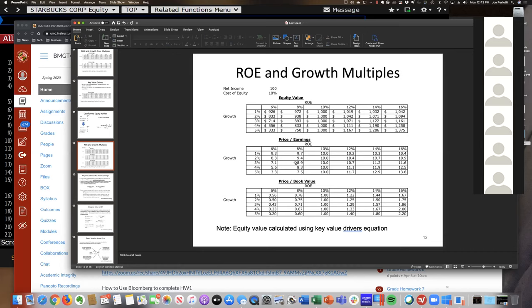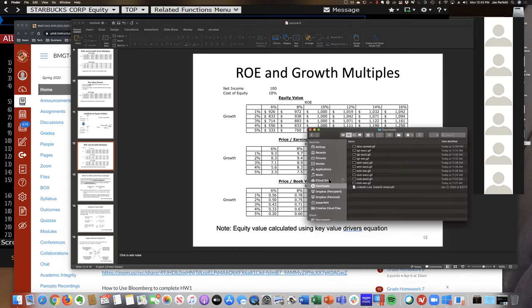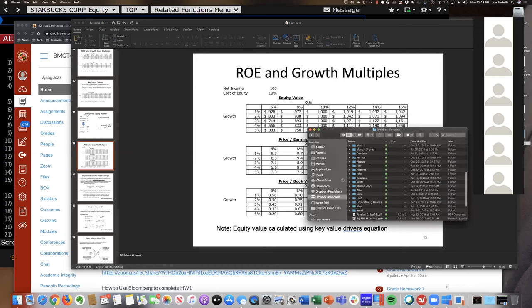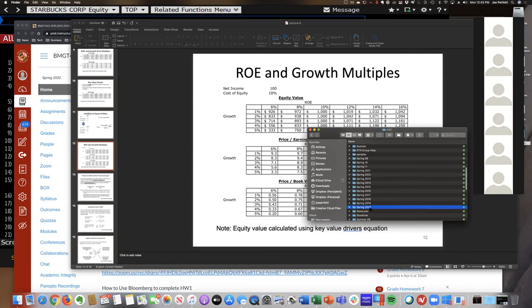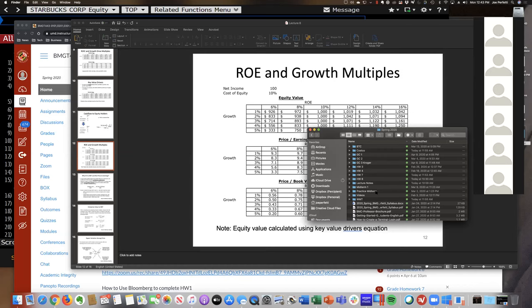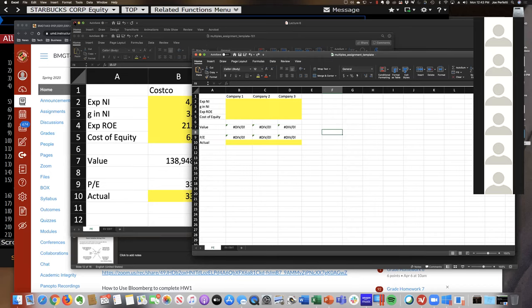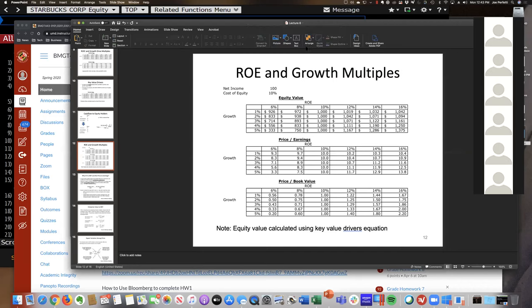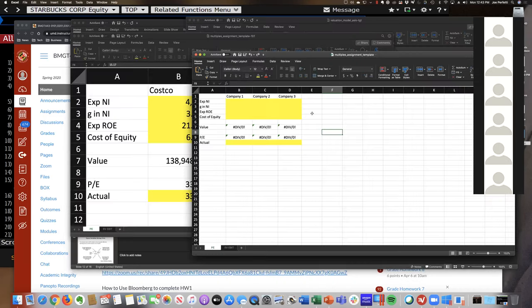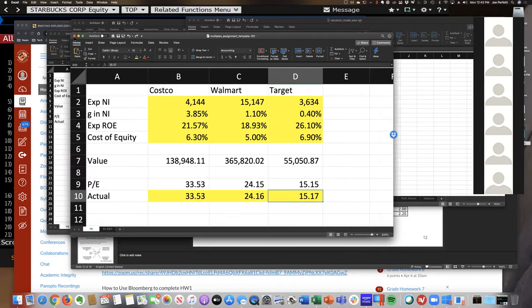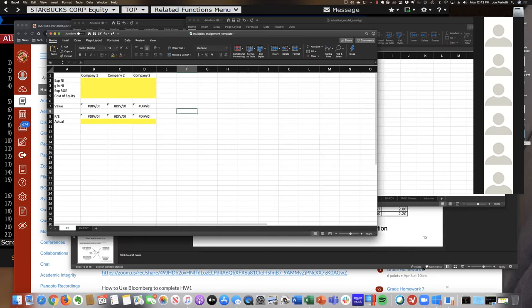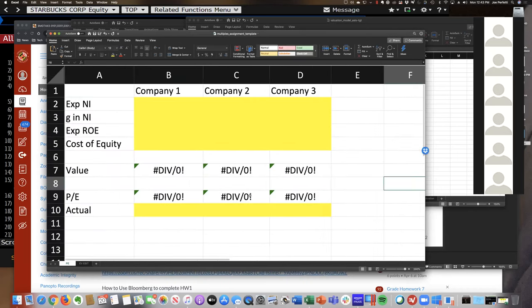Now here's what I want to do. I want to go to the real world. Right. So we're going to take our spreadsheet, and the spreadsheet that I gave you is called Multiple Analysis Template. So we need to grab that spreadsheet. Make it a little bit bigger just so we can see all of the data. There we go. The first tab is called the PE. And I'm going to save this for section 201.